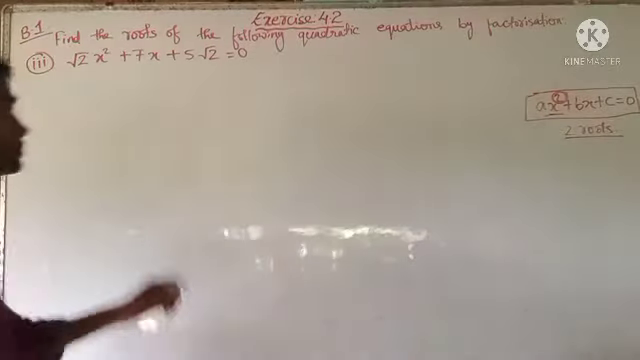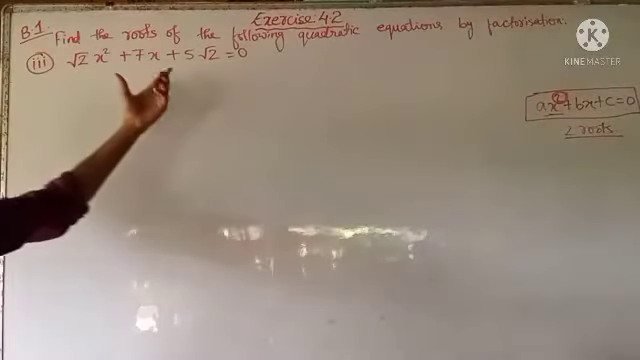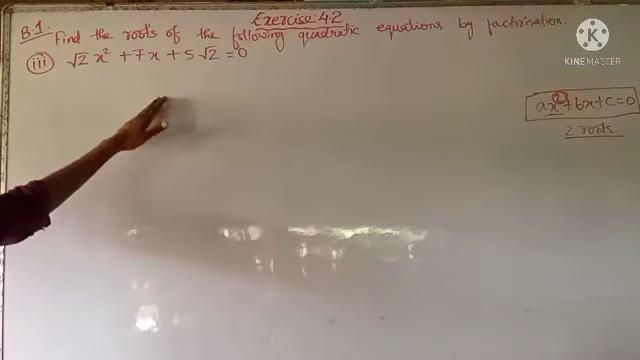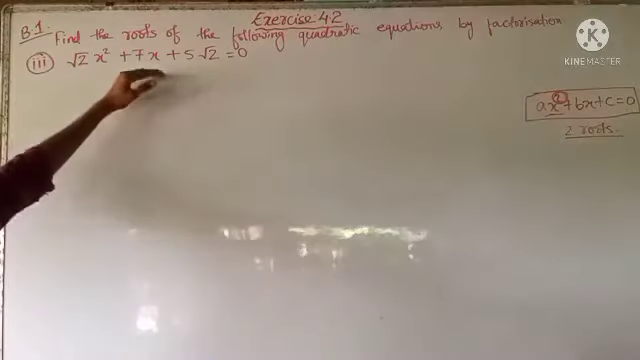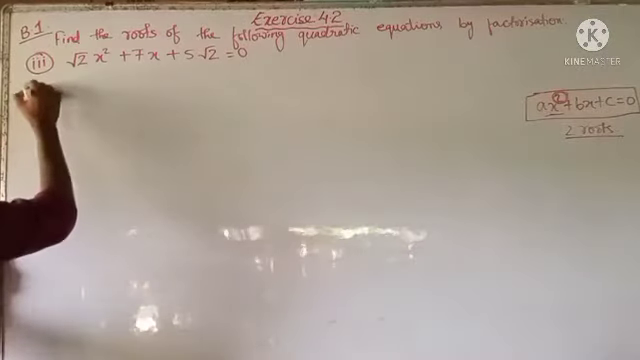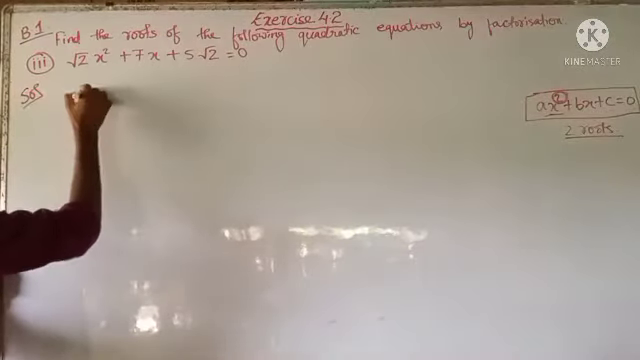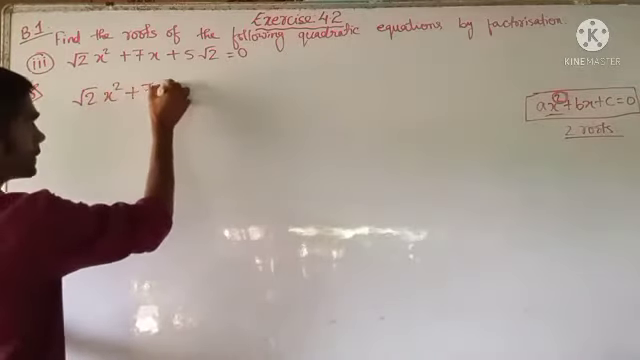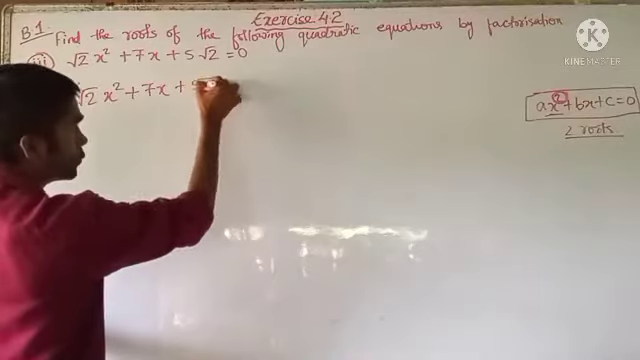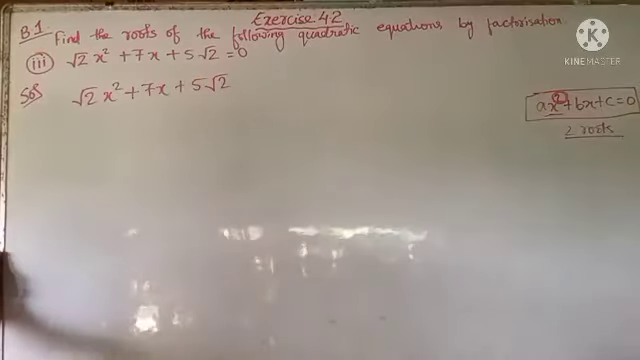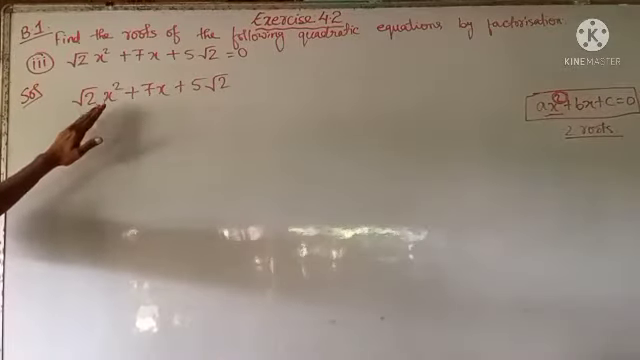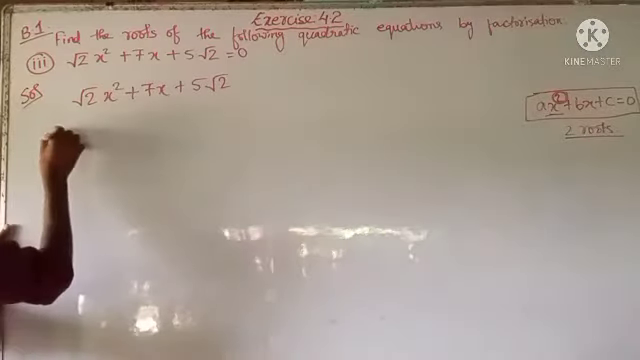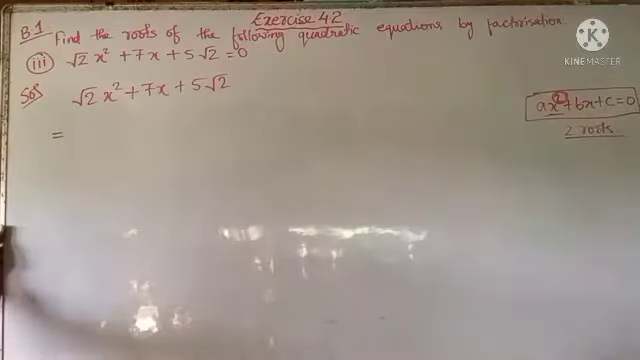So here we will use the middle term splitting method, that is the factorization method, in order to find the roots of this given equation. That is root 2 x square plus 7x plus 5 root 2. We will find the roots of this, that is the solutions for x. So here we will use the middle term splitting method.